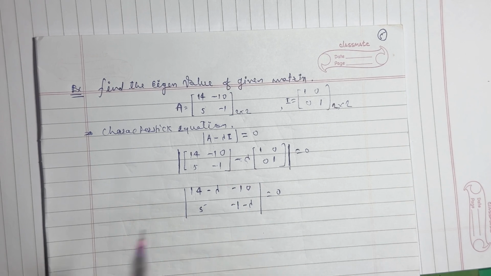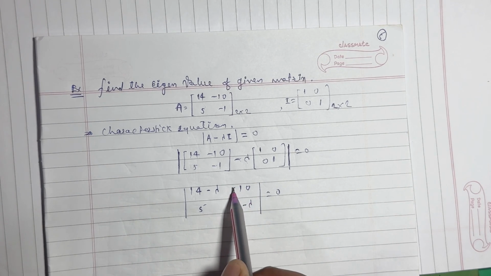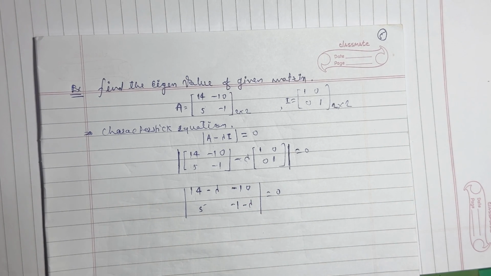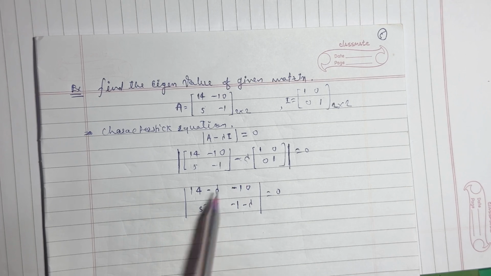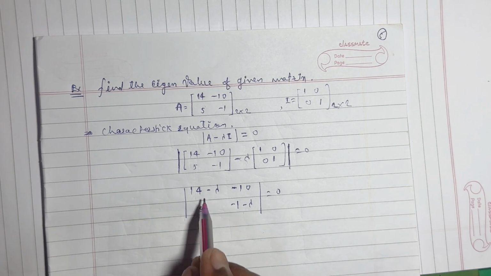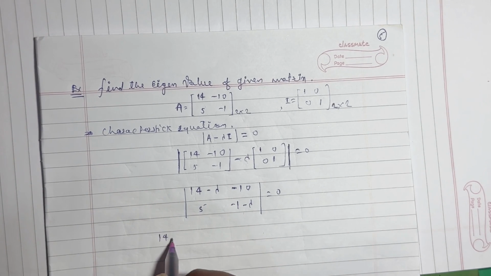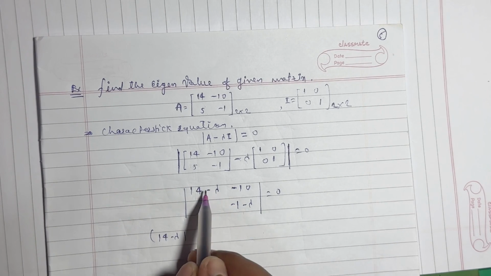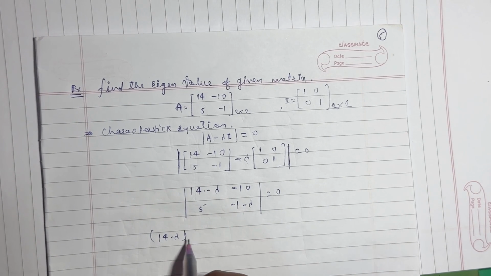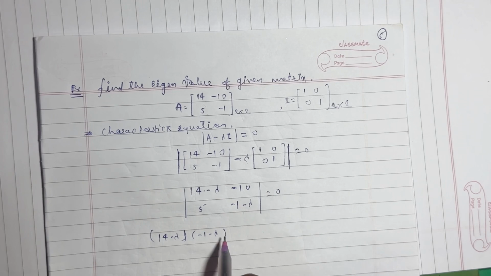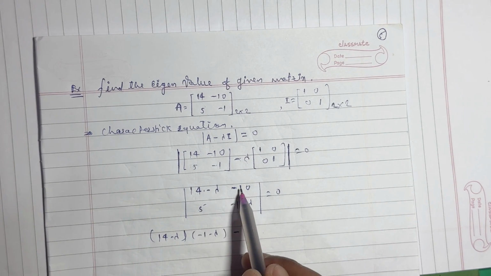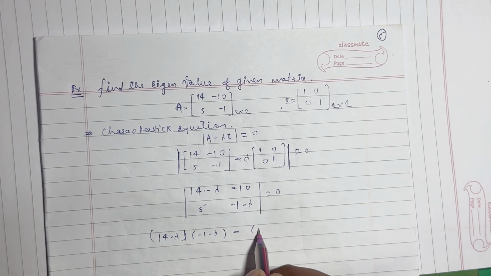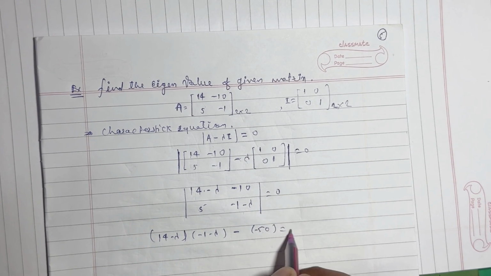What we do later on is find the determinant of this matrix. How can we find the determinant? We multiply the cross elements and subtract them from each other. So 14 minus lambda multiplied by minus 1 minus lambda, subtracted by 5 into minus 10, which is minus 50, is equal to 0.